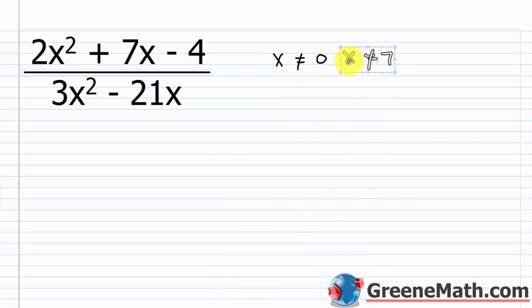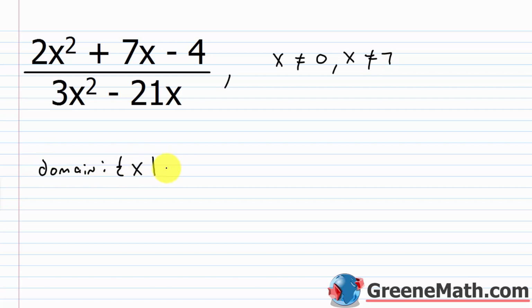I'll scooch this up. So I'll put a comma here, and you can put a comma there if you want. So again, all real numbers are allowed except for 0 and 7. So we can write this again in this kind of fancy way. The domain is the set of all elements x such that x does not equal 0 or 7.